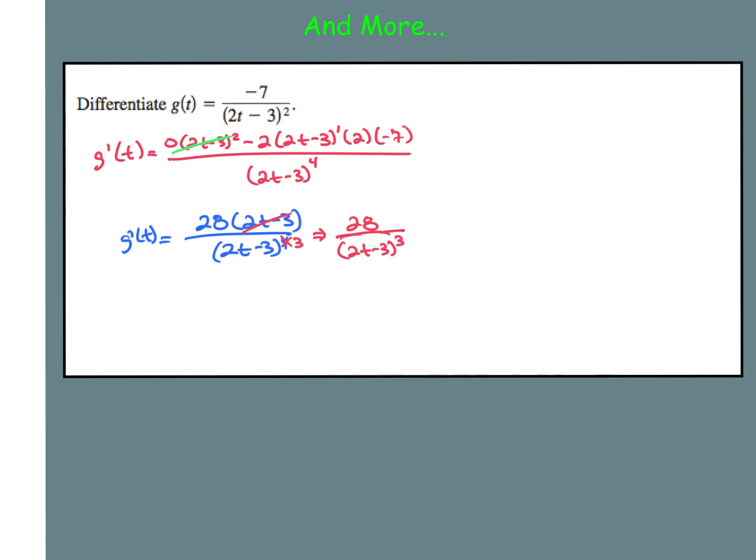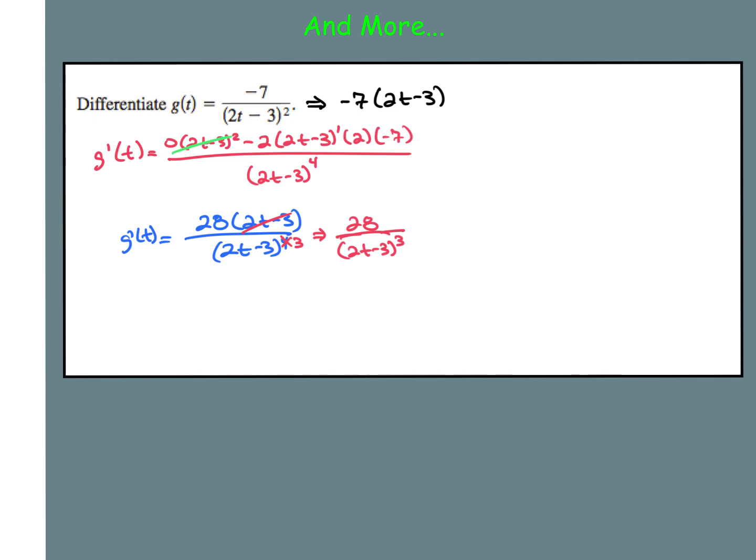So could we take a derivative using the quotient rule? Yes. However, I want you to notice that there's a monomial, and it does not have a variable with it. So for me, I would actually change the way g of t looks. This could actually be rewritten as -7 times the quantity 2t minus 3 to the power of what?